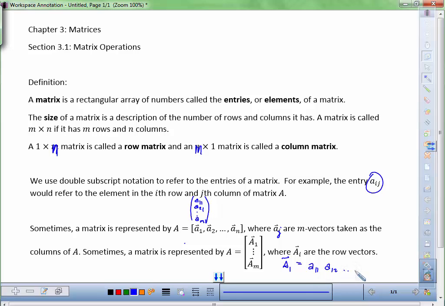A12, all the way up to A1n. And we can look at this as a row vector, or a vector that's written in a row. Okay?